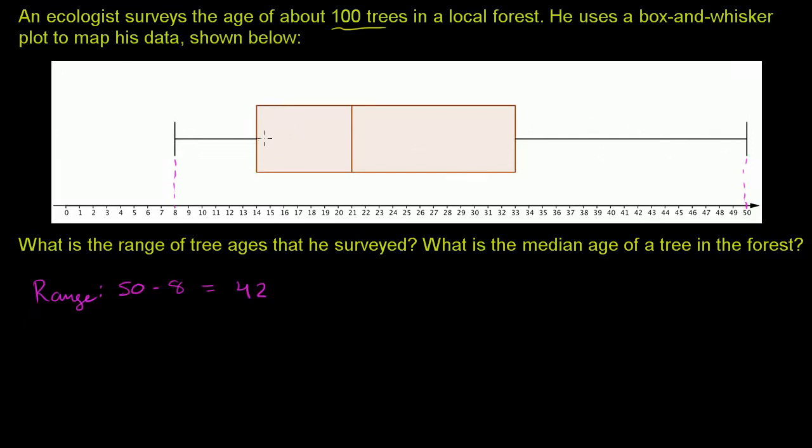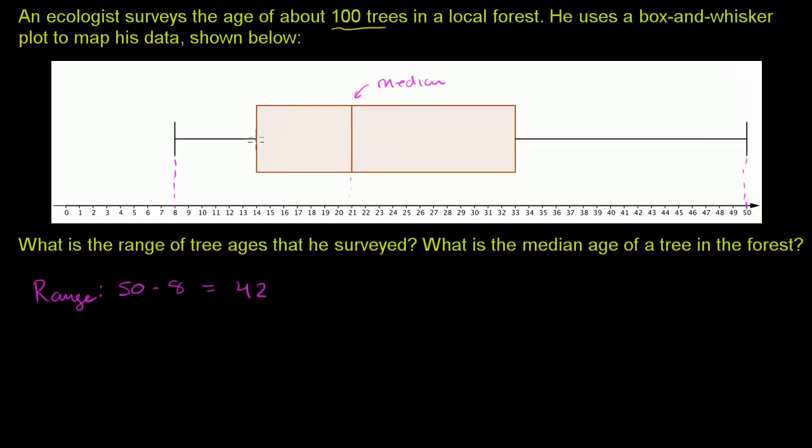Now what the box does, let me explain it to you this way. This line right over here, this is the median. And so half of the ages are going to be less than this median. We see right over here the median is 21. So this box and whiskers plot tells us that half of the ages of the trees are less than 21 and half are older than 21.